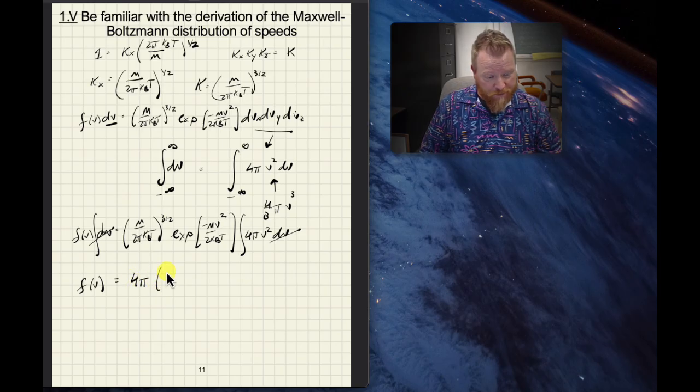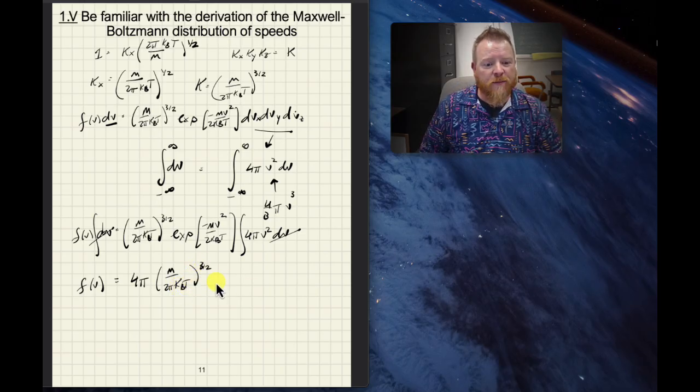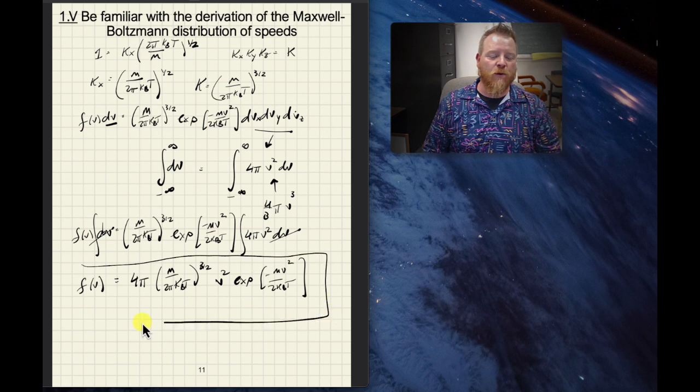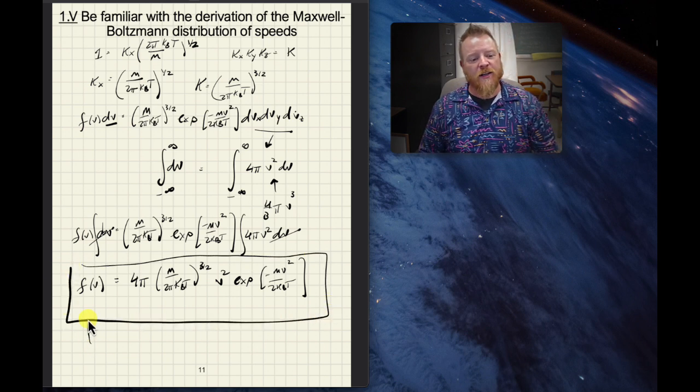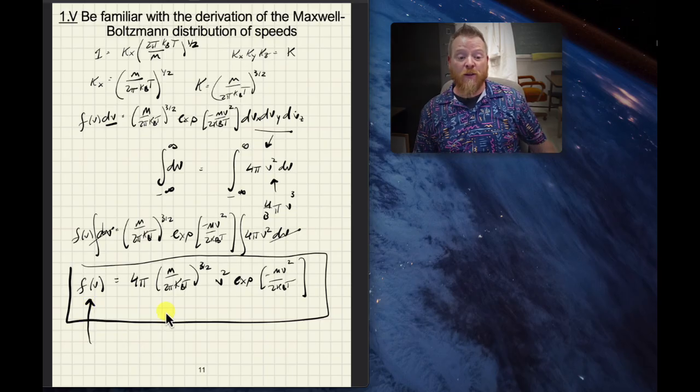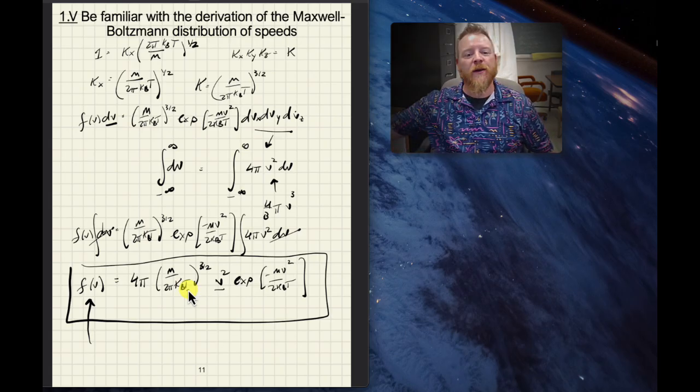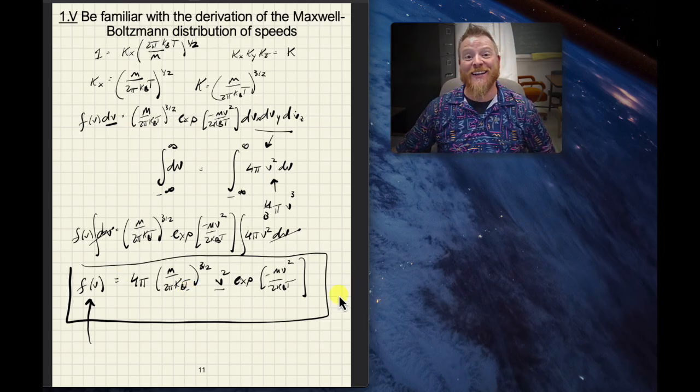4 pi m over 2 pi kbt to the 3 halves v squared, we've got to include that v squared, exponential negative mv squared over 2 kbt. And there we have it. This becomes our Maxwell-Boltzmann distribution of velocities. So this will give us the fraction of molecules with velocity v at temperature T. Whew, that was a lot of stuff to go through. We will go through the properties of this equation in the next slide.